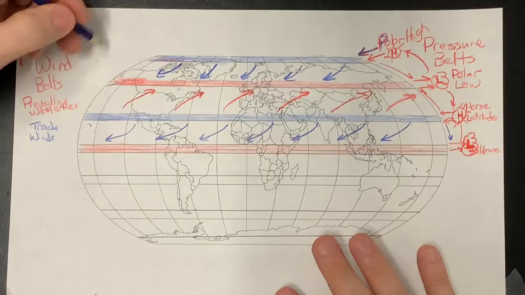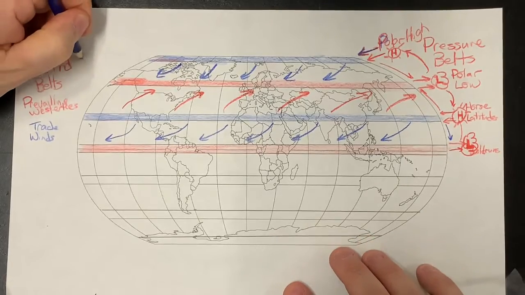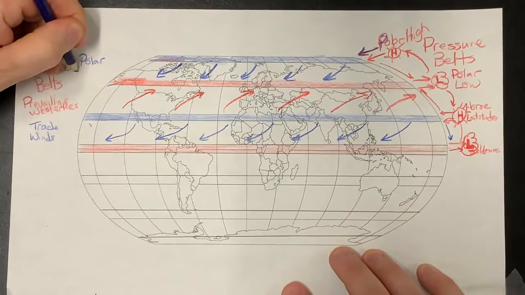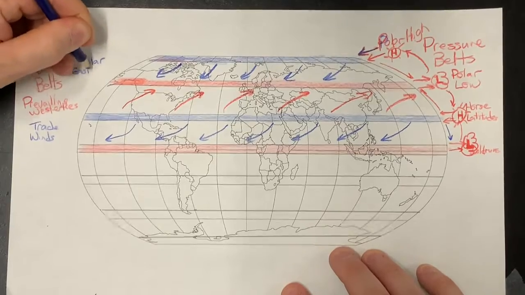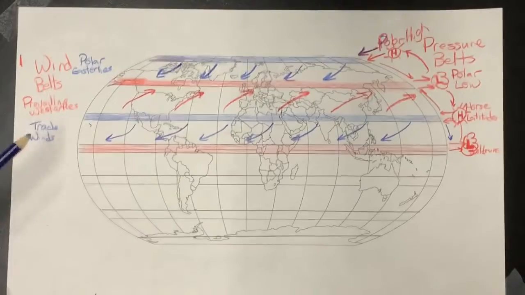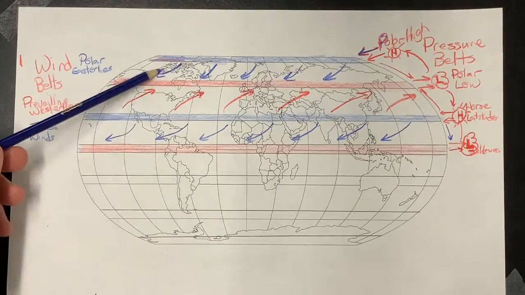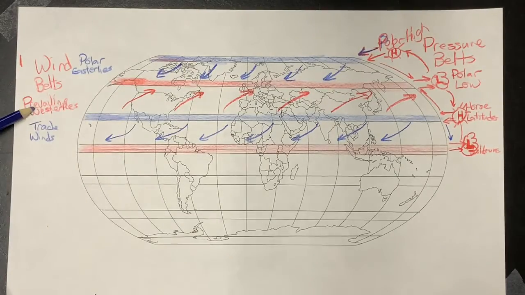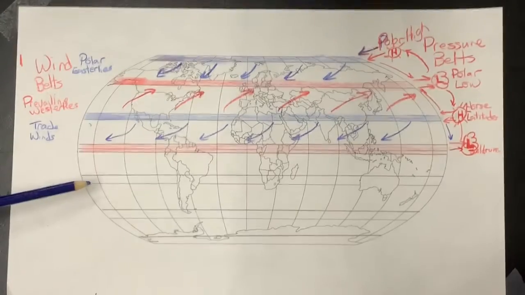And this belt of winds is called the Polar Easterlies, because they're coming from the east. Winds are always named for the direction from which they come. So these east winds are coming from the east, west winds are coming from the west. And that's the winds in the northern hemisphere.